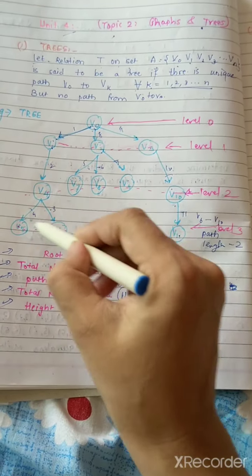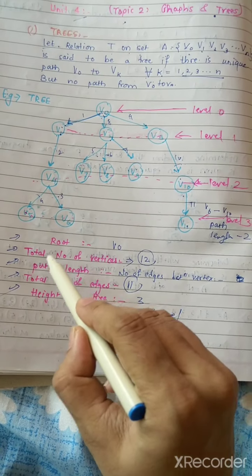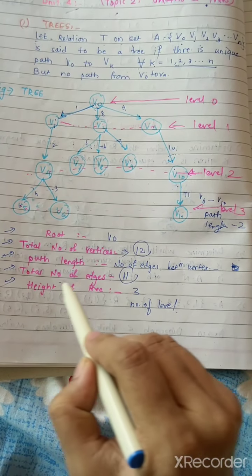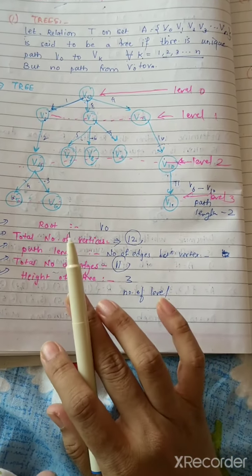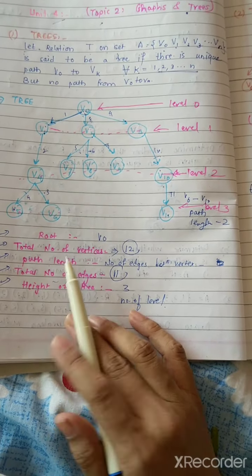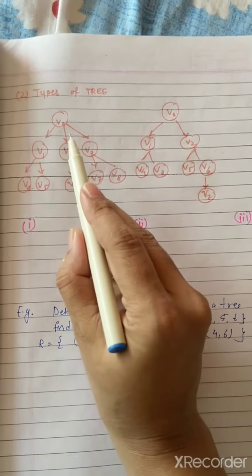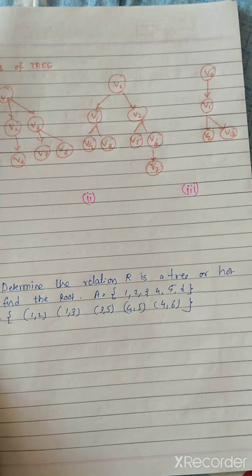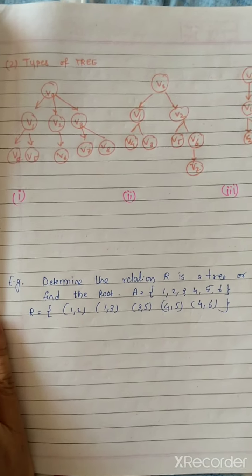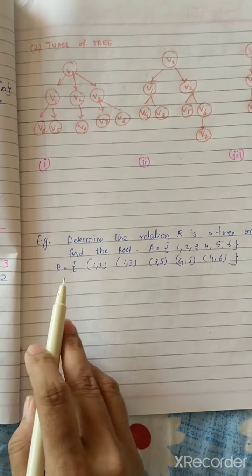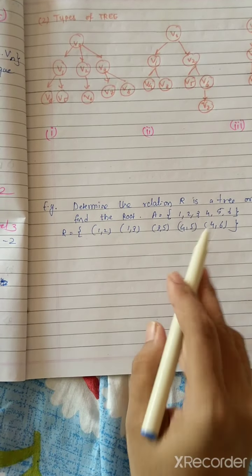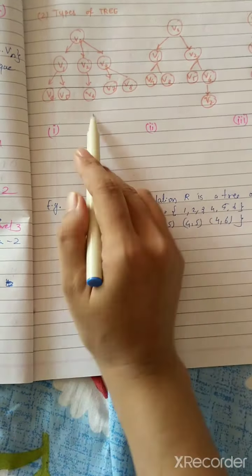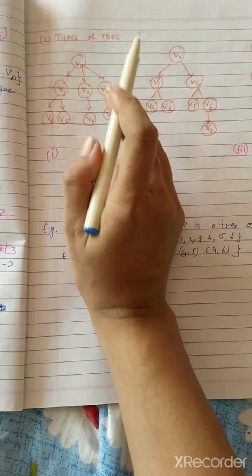A question will arise. You will be given one tree, and you have to calculate the root, number of vertices, path length, total number of edges and height of the tree. Next we have to see the types of tree. The next type of example will be to identify types of tree. And the third type of example, we have to draw a tree. So now we'll see the second type, the type of tree.